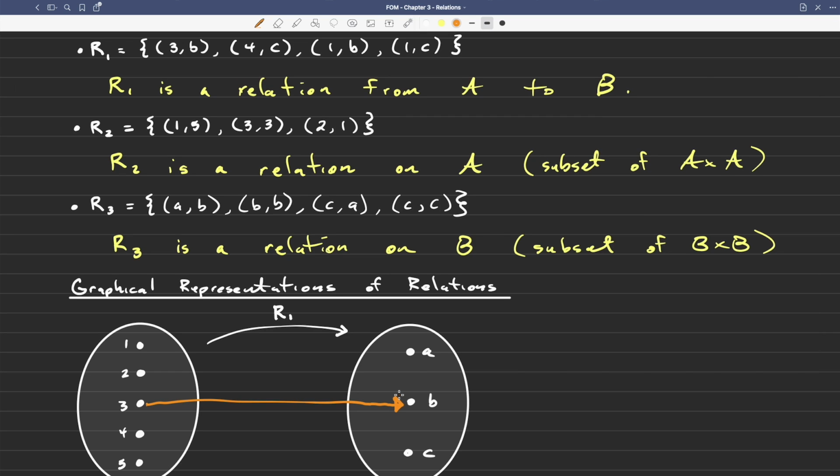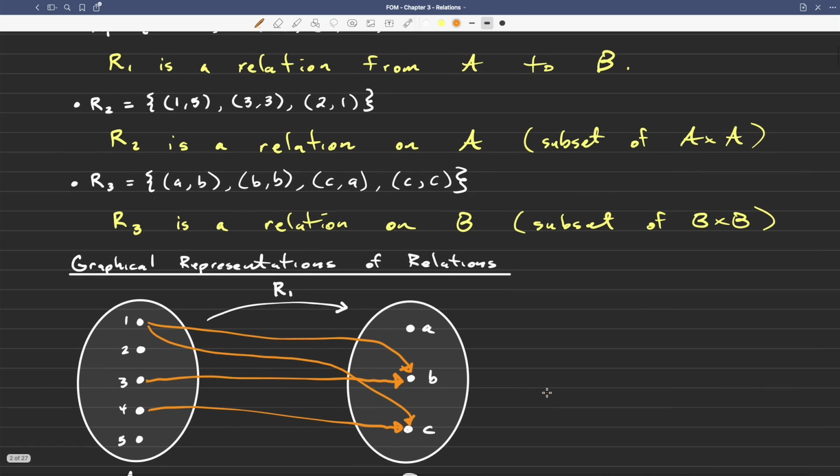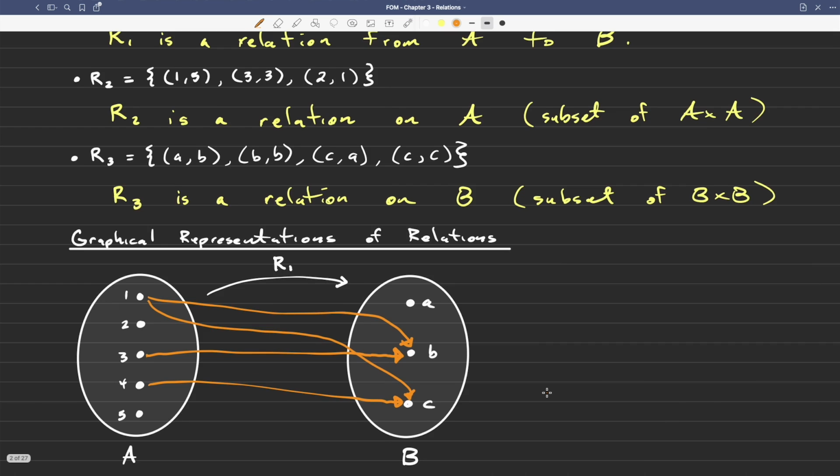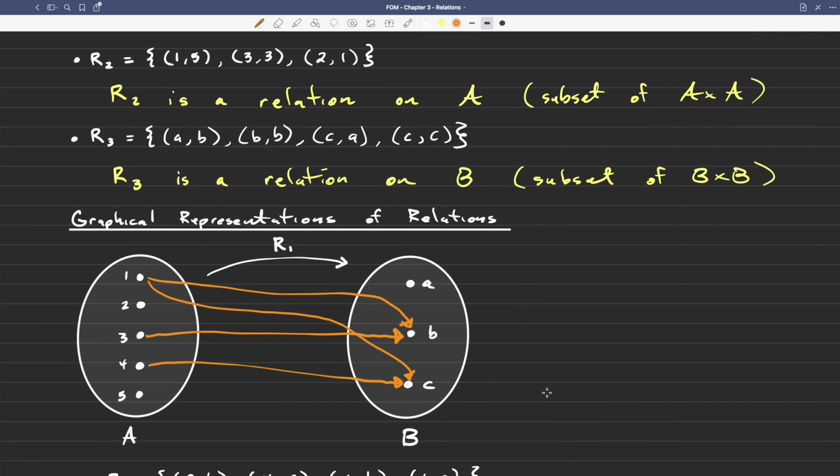The arrow points at the second component and starts from the first component. 4C, so you have this arrow corresponds to that ordered pair, 4C. Then 1B corresponds to that ordered pair. And 1C would be represented by the arrow from 1 drawn down to C. These kind of diagrams are useful when we're thinking about relations in the abstract, when we're trying to think about general properties of relations, having a picture to point at.